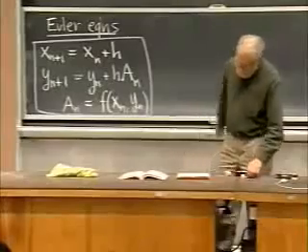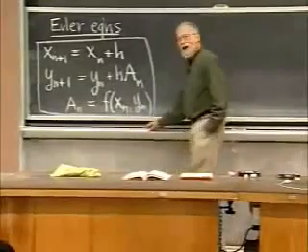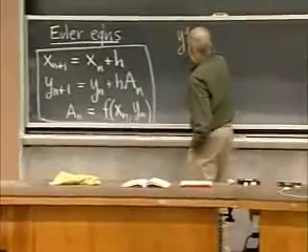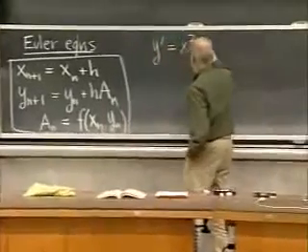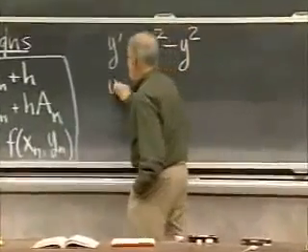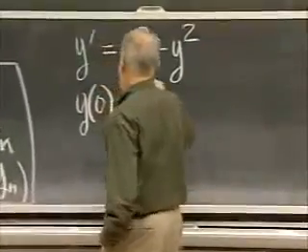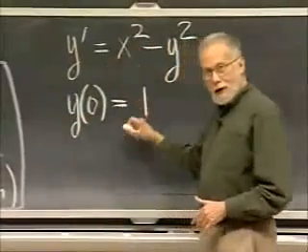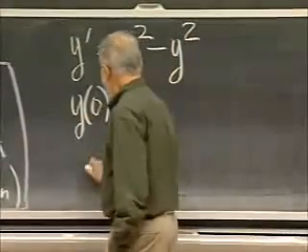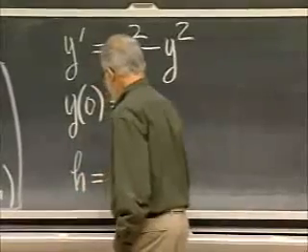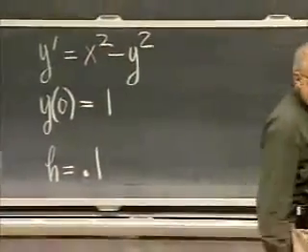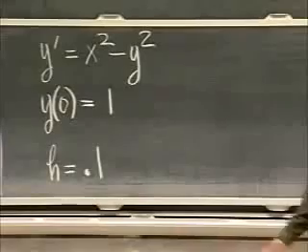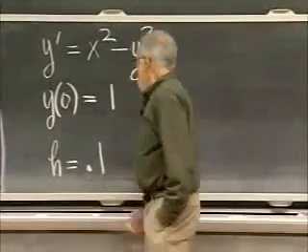So let's calculate. I'll use a simple example, but it's not entirely trivial. My example is the equation x squared minus y squared on the right-hand side, and let's start with y of 0 equals 1. So this is my initial value problem, that pair of equations. And I have to specify a step size, so let's take the step size to be 0.1. You choose the step size, or the computer does. We'll have to talk about that in a few minutes. Now what do you do?